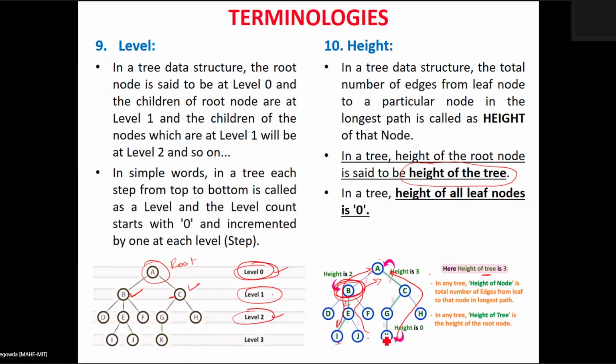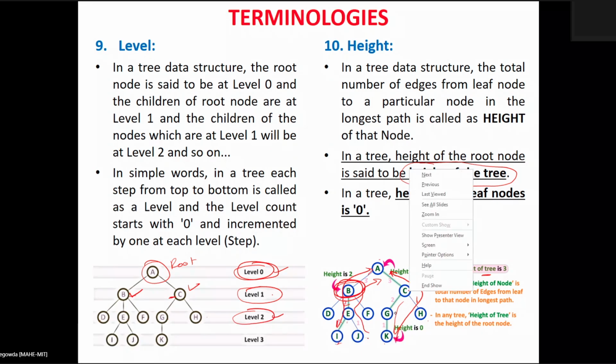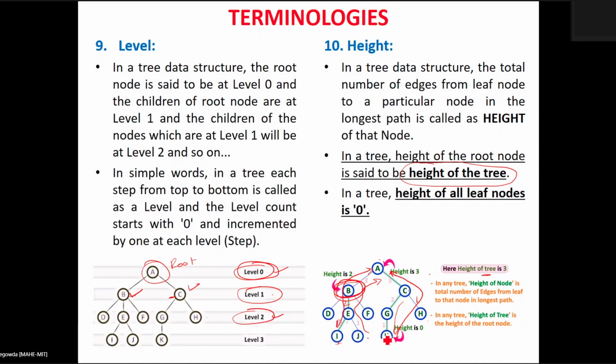Similarly, the height of C is also 2. Because if you look at C here, we have a leaf node K and another leaf node H. From the leaf node H, the number of edges between C and H is equal to 1. If you look at this particular path from the leaf node K, the number of edges between K and C is 2 here. So the longest path from a leaf node to reach the node C is through the node G. This is the longest path, so we can say that the height of C is 2, not 1.